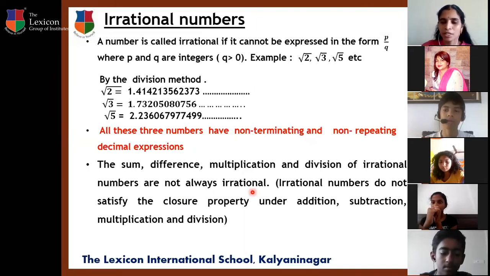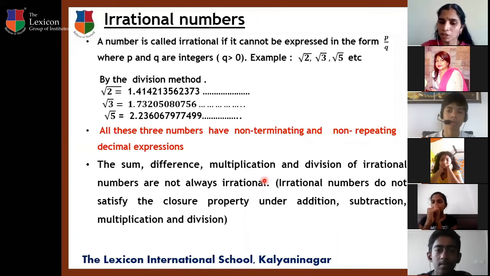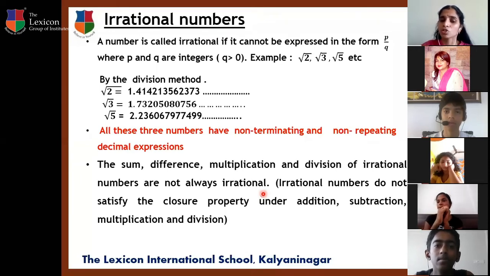Otherwise, listen again. If you do all these basic operations, addition, subtraction, multiplication, division, with a type of numbers, and the answer also comes in the same type, that is known as the closure property. So what is given here? The sum, multiplication, division of irrational numbers are not always irrational. That means irrational numbers are not closed under these operations. When you add two irrational numbers, it is not necessary that the result is an irrational number; it can be another kind of number also. We will go for that explanation later.